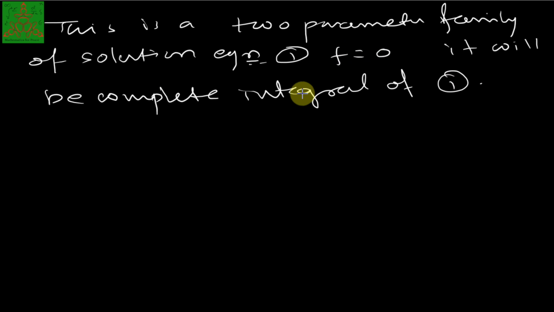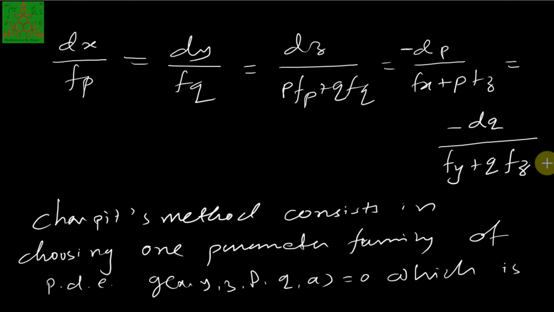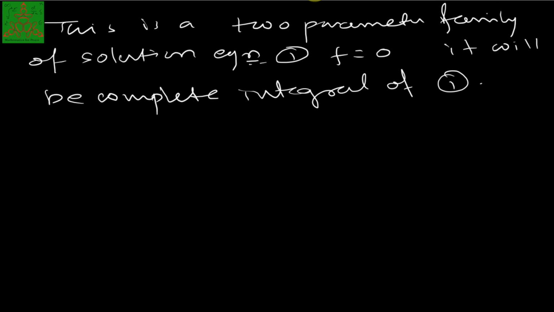This is known as the Charpit method. So these are the equations which we have here. We call this equation 4. And these equations are known as the auxiliary equations for the Charpit method, and we have to remember them to solve examples on the Charpit method. So let's solve some examples based on this Charpit method.